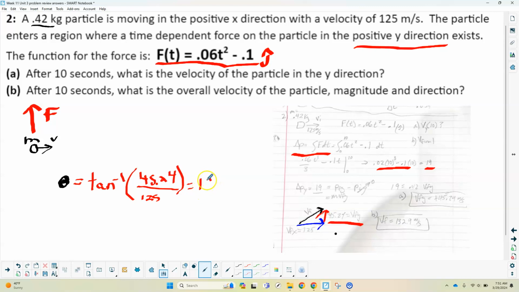So 19.9 is the direction part, which I forgot on the answer key. If you missed that, that's where it is. So that's the right angle. It's going up and to the right at 19.9 degrees at a time of 10 seconds. As that force is continuously changing, it's going to change direction continuously, basically making the particle turn because of that force.